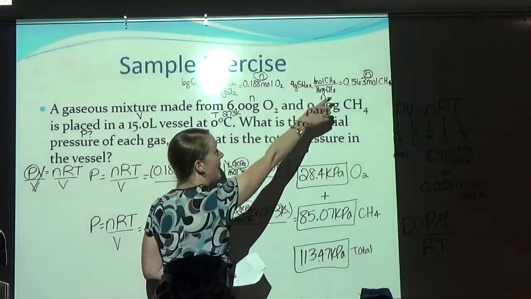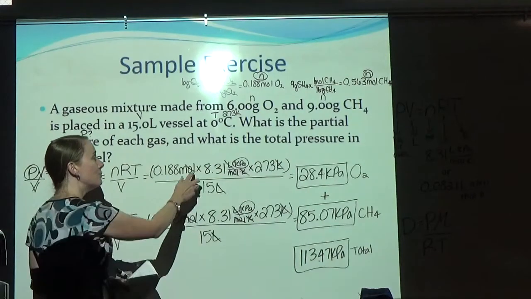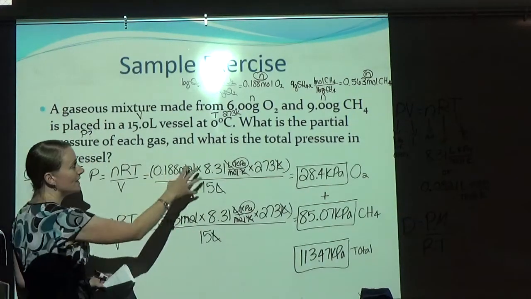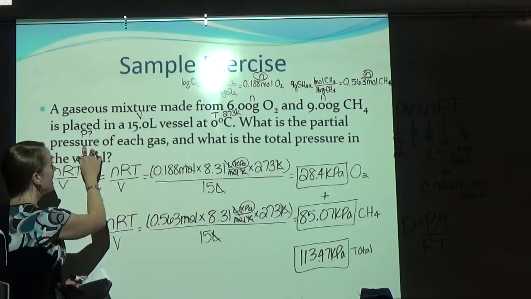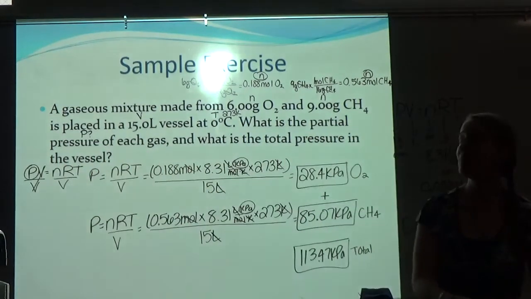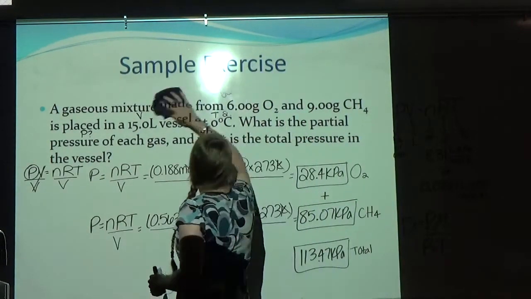You could have just added your moles and plugged in the total amount of moles. If you plug in the total amount of moles, you're going to get the total pressure. The reason I did it in two different steps is because it asked me what's the partial pressure of each gas, so I had to do each gas by itself. So hopefully that one wasn't too bad.